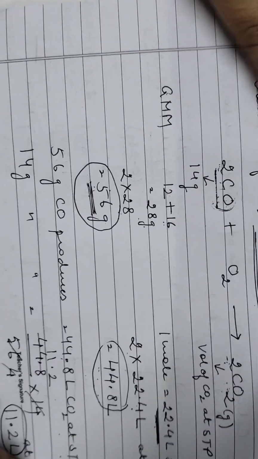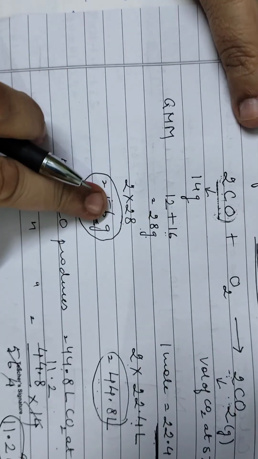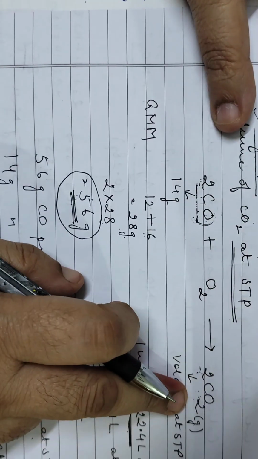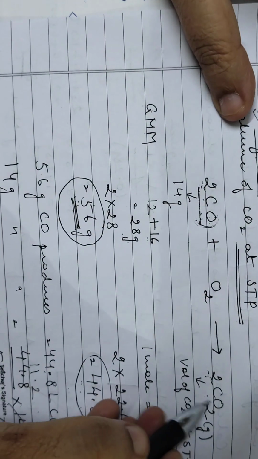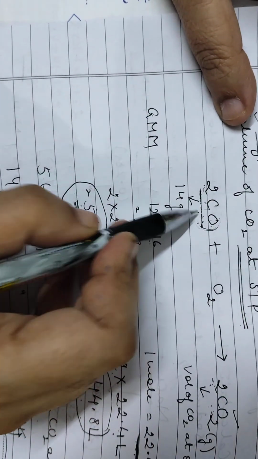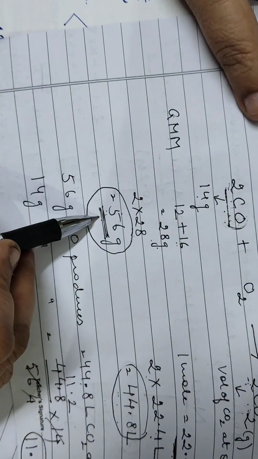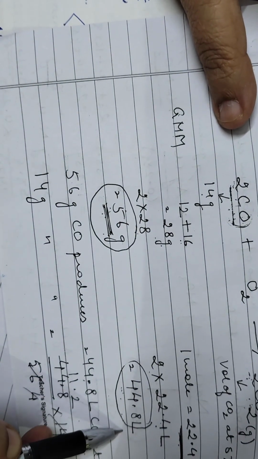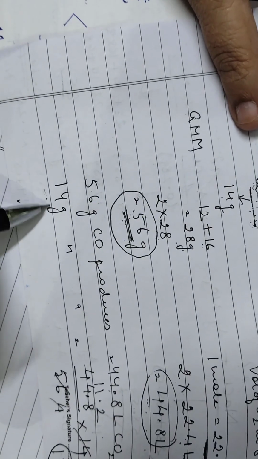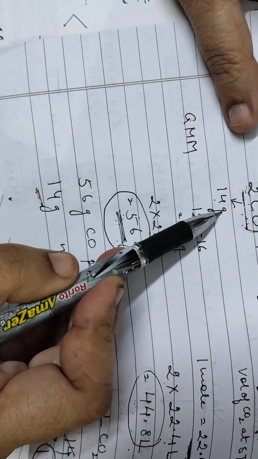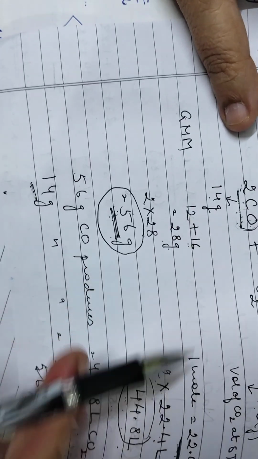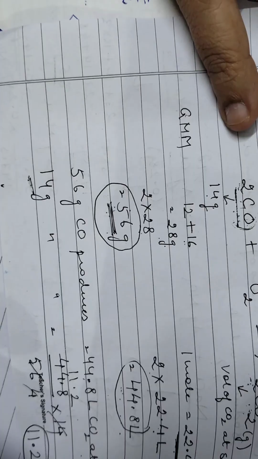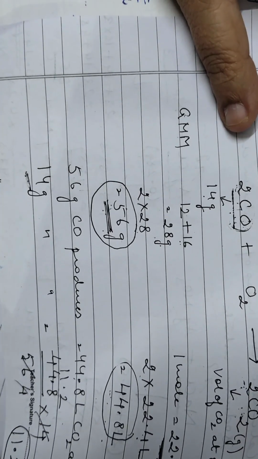Did you understand? So here we calculated the mass of carbon monoxide and volume of carbon dioxide. क्यों? क्योंकि इसका वॉल्यूम पूछा था और इसका मास दिया था 14 ग्राम. So 56 gram is producing 44.8 liter of carbon dioxide. So we calculated for 14 gram which was given to us in the question. So this is how we do the questions of calculations based on chemical equations.